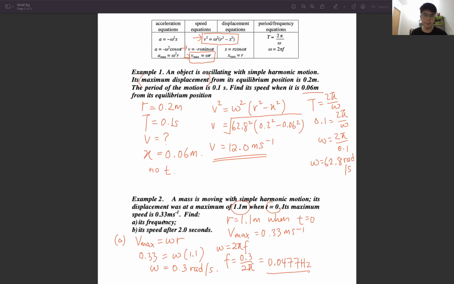Okay. B, find its speed after 2 seconds. Is the time given? Yes, t is 2 seconds. So we use the sine formula: v equals minus r omega sine omega t. v equals minus 1.1 times 0.3 times sine of 0.3 times 2.